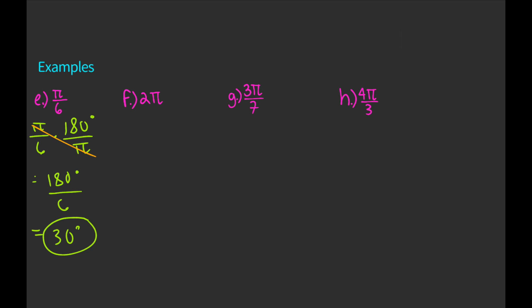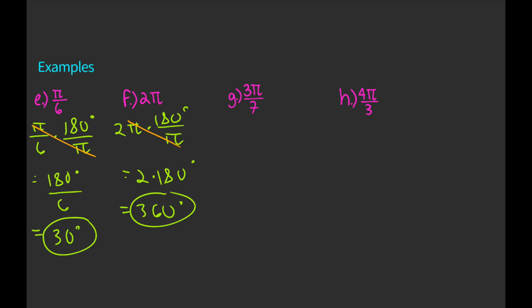Next, we have 2 pi, another important angle in the unit circle. So we have 2 pi times 180 degrees over pi. Pi's will cancel out, and we'll be left with 2 times 180 degrees, which is 360 degrees, or a circle. So 2 pi equals 360 degrees.